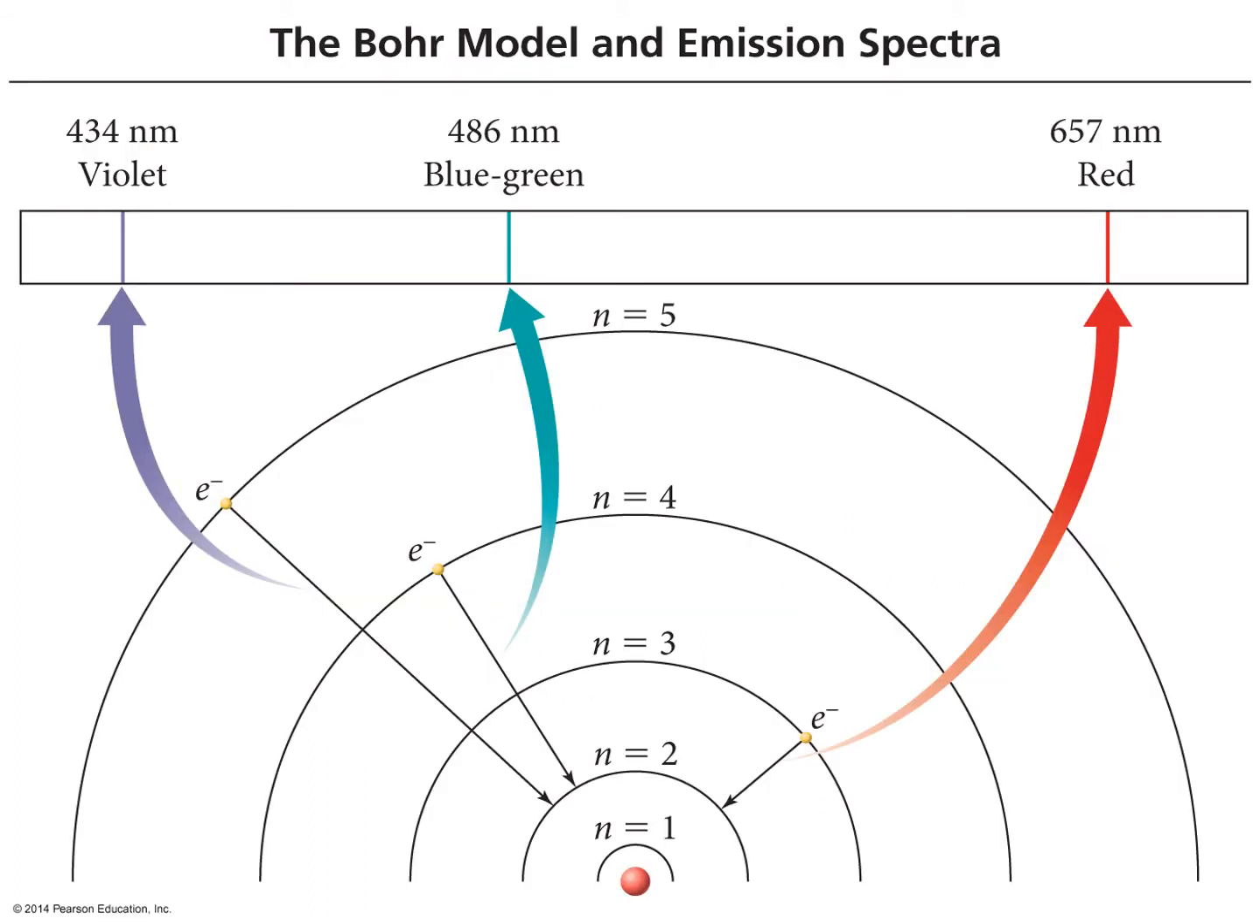So here's kind of an idea. Looking at the hydrogen atom, when an electron jumps from the third energy level down to the second, it emits a set amount of energy. That energy will always make that 750 nanometer wavelength red color. Likewise, when the electron jumps from the fourth energy level down to the second, we see that as blue-green. From the fifth energy level to the second, we see it as violet.